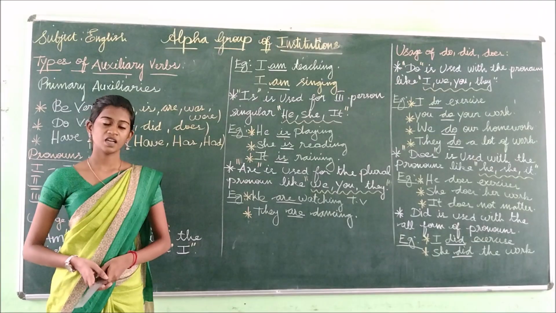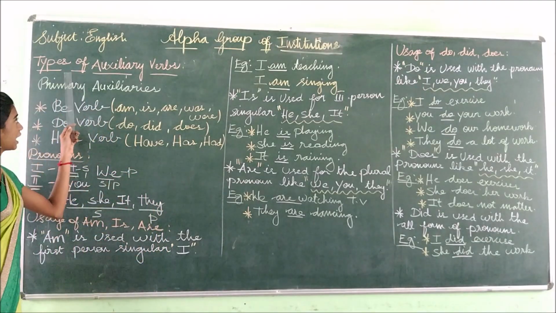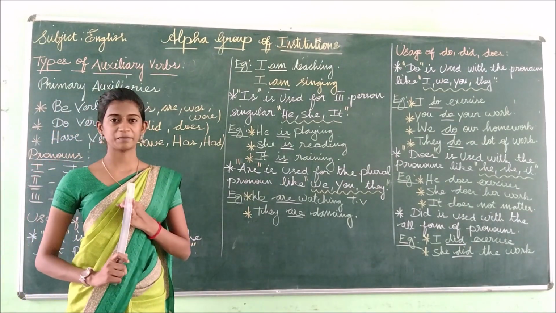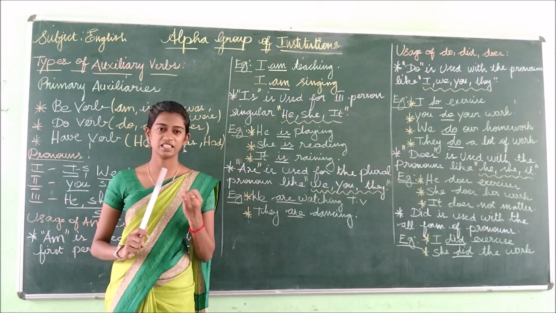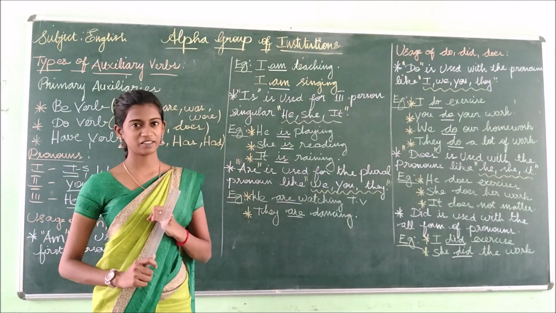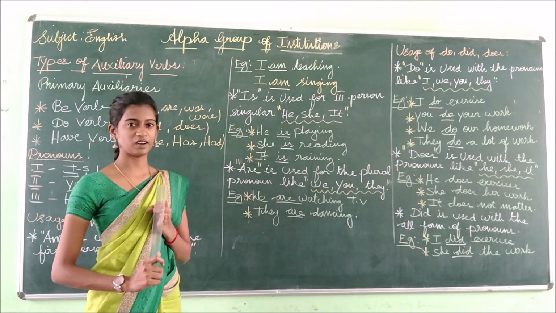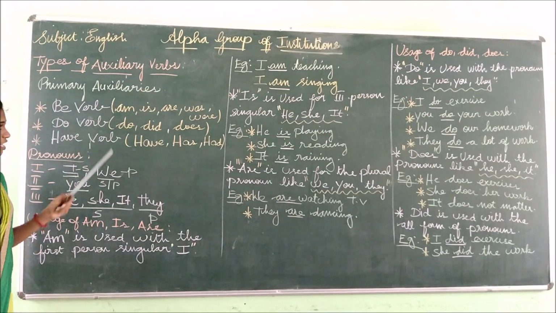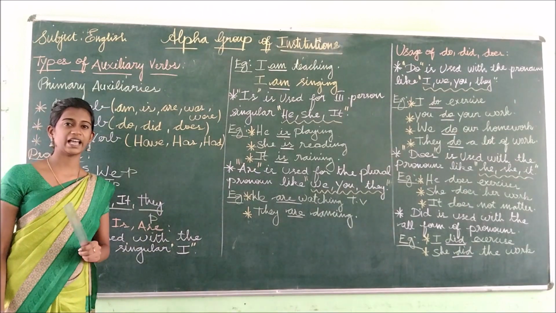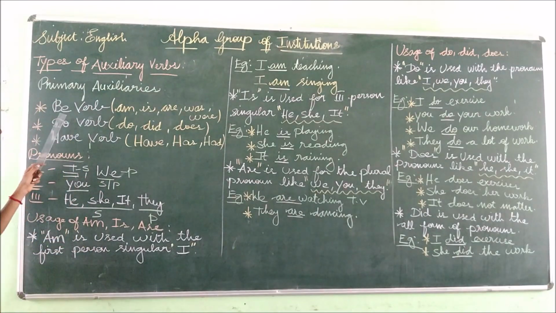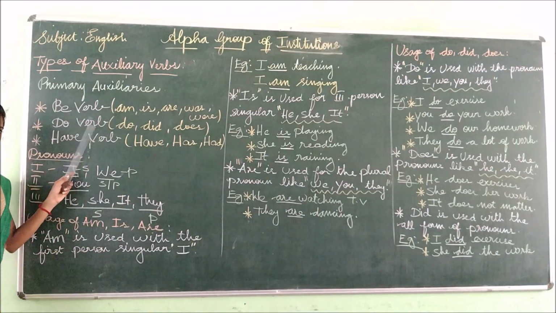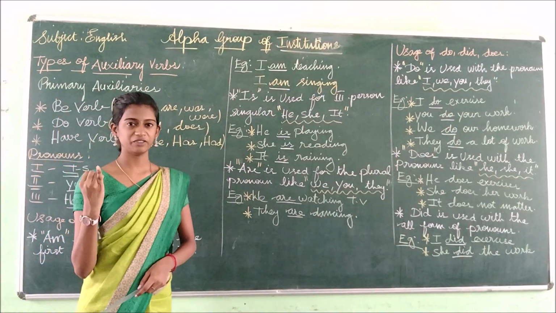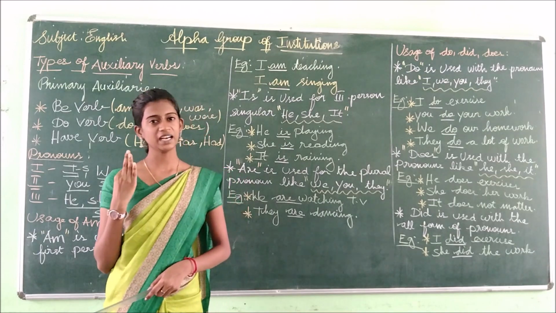Okay, students. Next, we are going to see the types of auxiliary verbs. This auxiliary verb is classified into two types. So, what are the two types? Yes, the first type is the primary auxiliary verb, and the second type is the modal auxiliary verb. Now we are going to see the primary auxiliaries. They are classified into three: the be verb, the do verb, and the have verb.